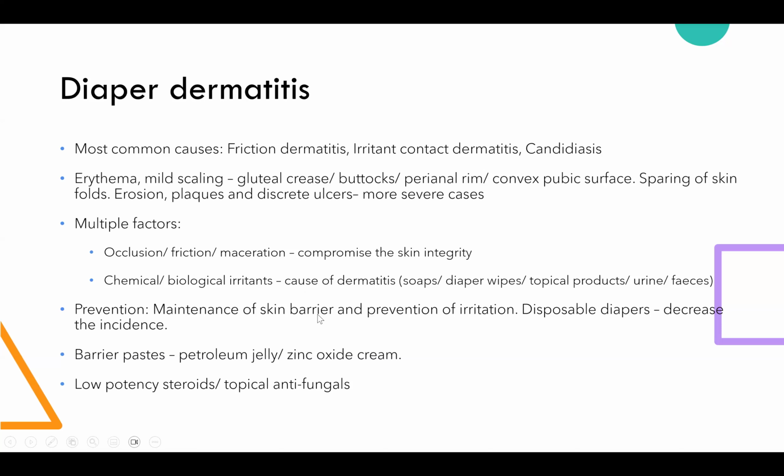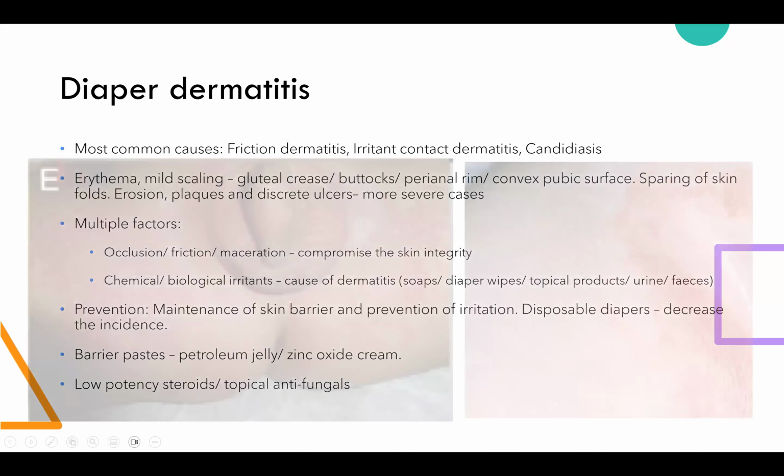Prevention is by maintaining of skin barrier by using barrier substances. It can be petroleum jelly or commercial zinc oxide cream, or it can be simple coconut oil application. The disposable diaper decreases the incidence as opposed to commercial reusable diapers. Low potency steroids can help, or topical antifungals can help in case of candidal infection.